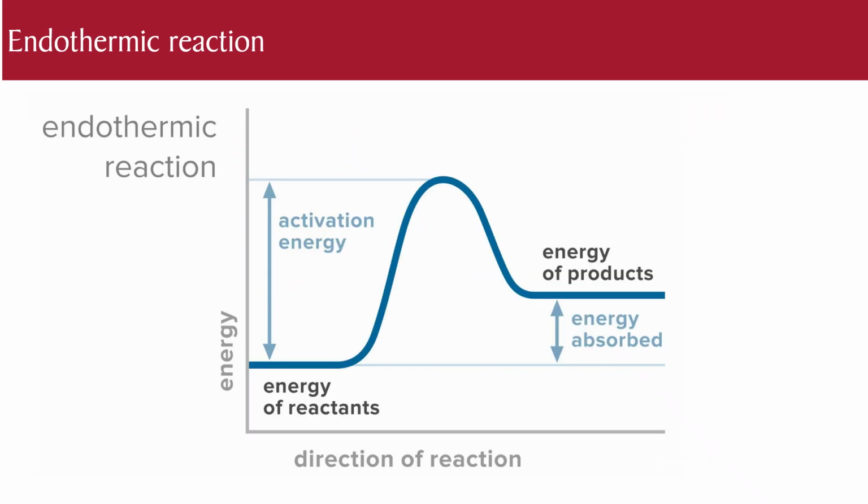This graph for an endothermic reaction looks almost the same. Energy, direction of reaction. You start with energy of the reactants, you end with energy of the products. Your activation energy is then up to the peak, but this time that blue arrow on the right hand side is the amount of energy that's absorbed, right? Because in an endothermic reaction, energy goes in, and it actually feels cold.